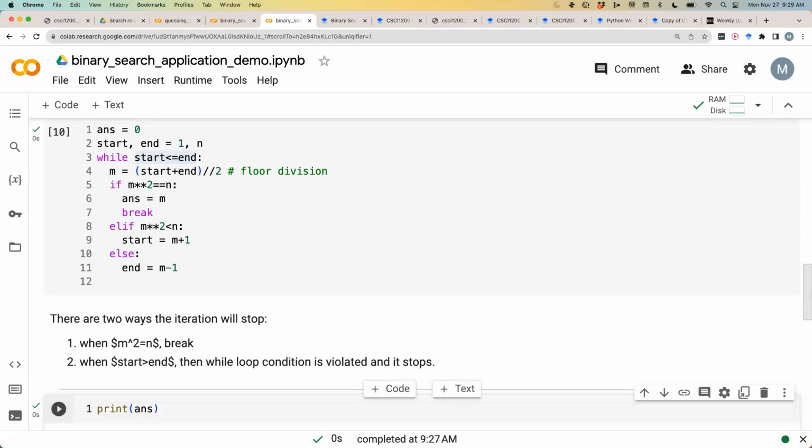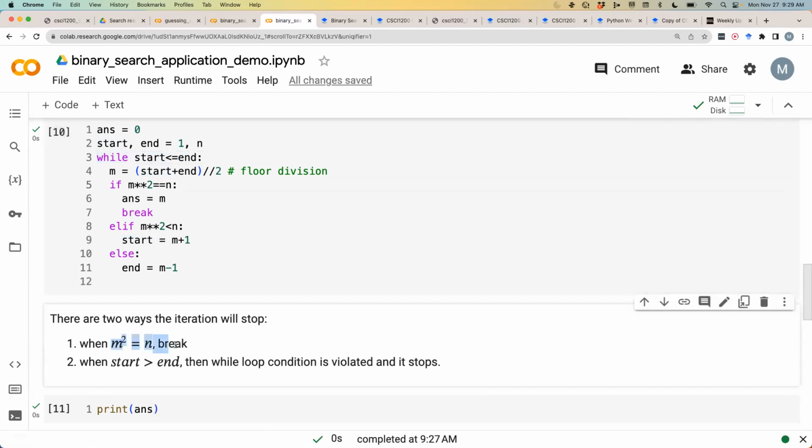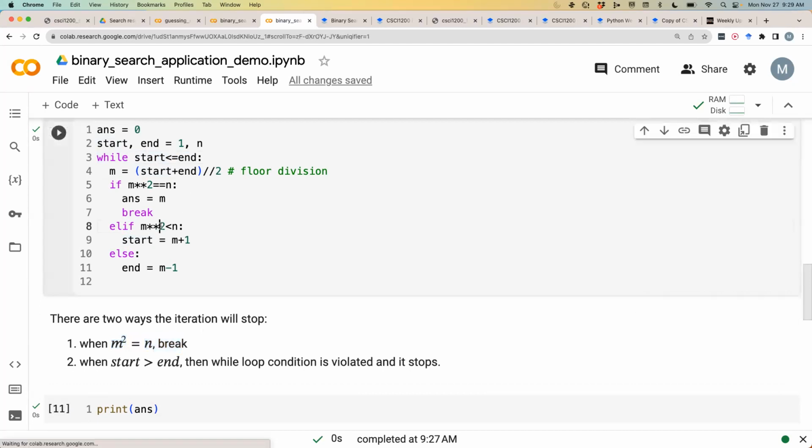It won't continue to run. Remember, the while loop means as long as start is less than or equal to end. So when your start is more than end, you stop. It won't continue with the iterations. The other way to stop is when you found a value m such that m squared is equal to n, you hit the break here. So there are two different ways to stop.